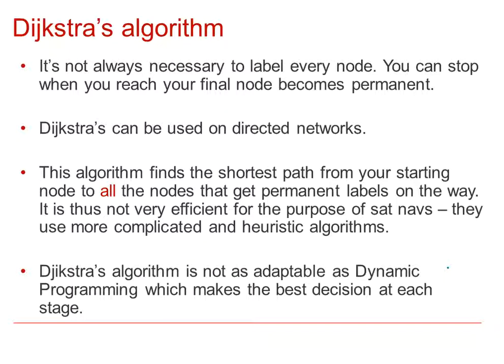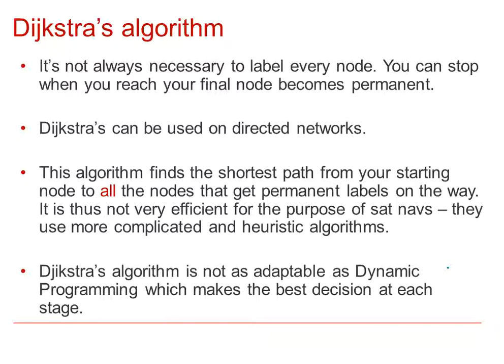It's not always necessary to label every node. You can stop when you reach the final node and it becomes permanent. That's when the algorithm stops. Dijkstra's algorithm can be used on directed edges. This algorithm finds the shortest path from the starting node to all the nodes that get permanent labels along the way.